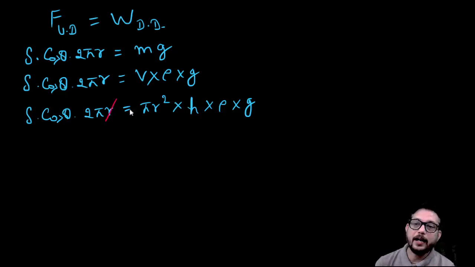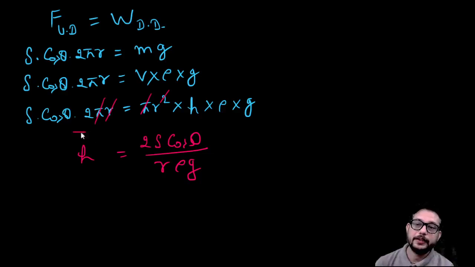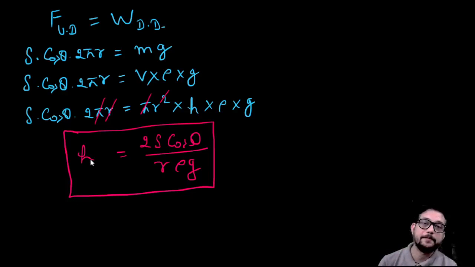So you can see that r and r cancel out, pi and pi cancel out. So we have h, and that will be equal to 2s cos theta divided by r rho g. So this will be the height, or we can say the depression of the liquid in the capillary tube. So this is your first method, which is based on the condition of equilibrium. All the forces we have to balance, and then we get the final result. I hope and I believe that this is clear.